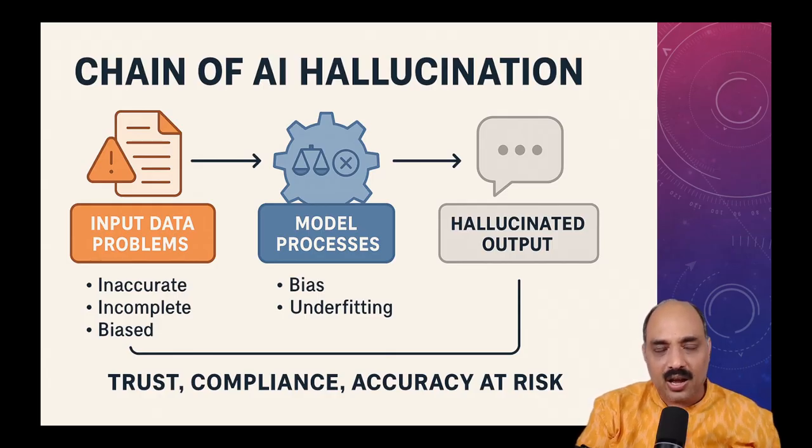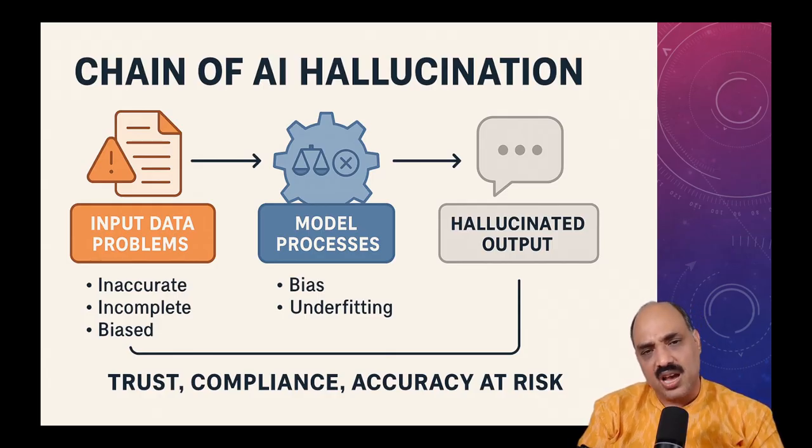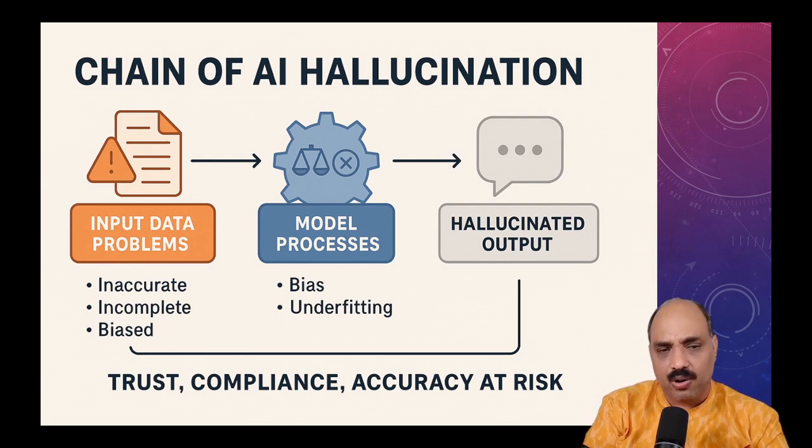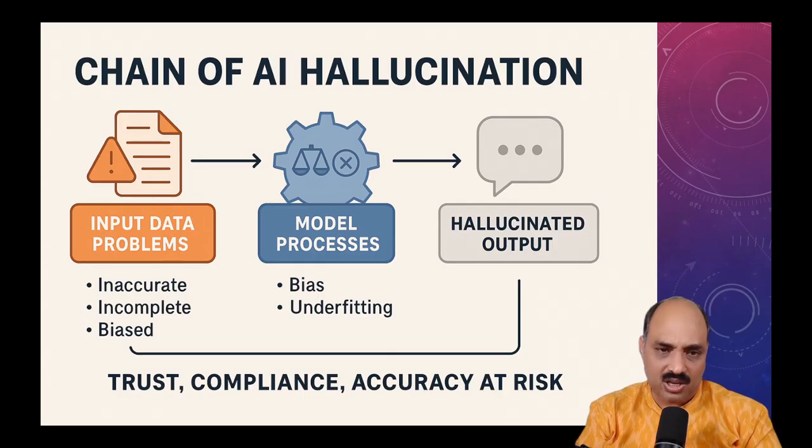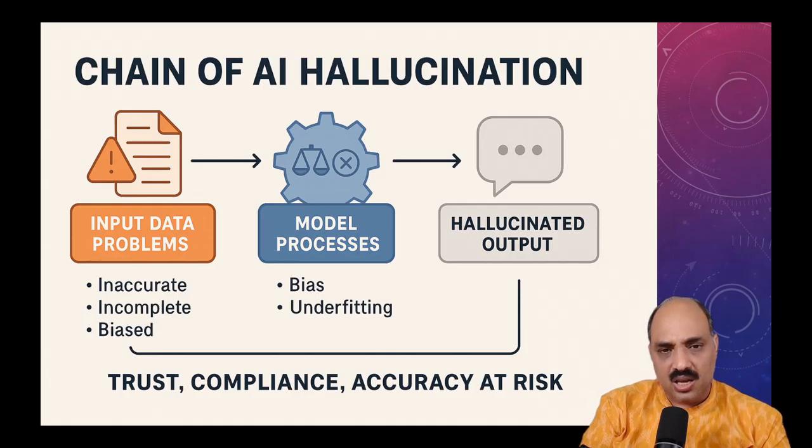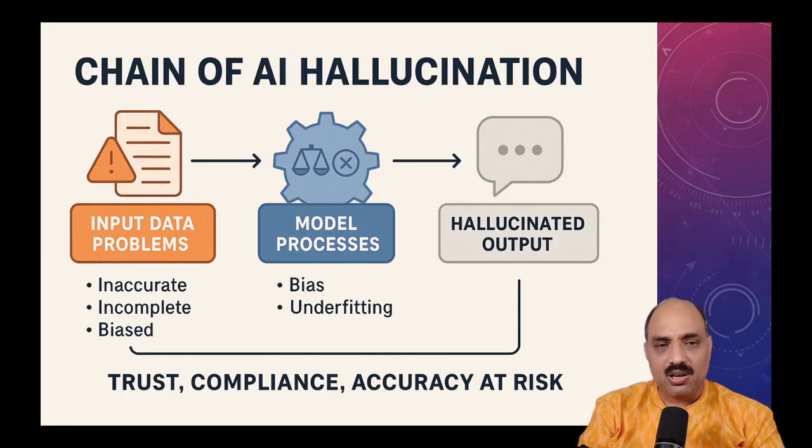So removing hallucinations as much as possible is very important because it will break the trust in your system. Leave aside the compliance side, that is also important, but compliance, accuracy, and trust are very, very important. So addressing hallucinations in AI ecosystems is very important, and that is what we are trying to discuss in this video.